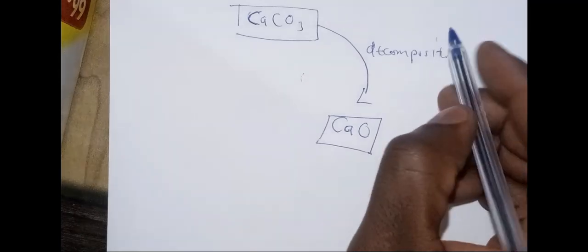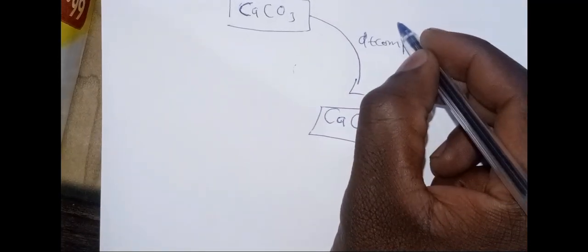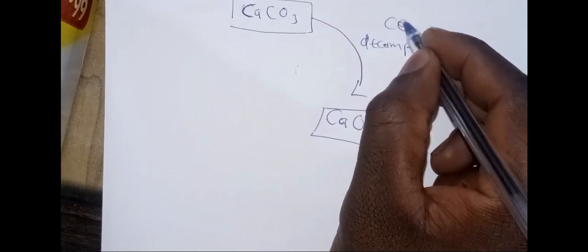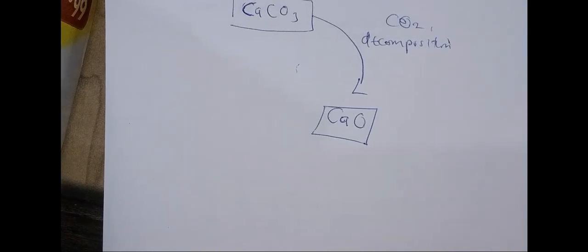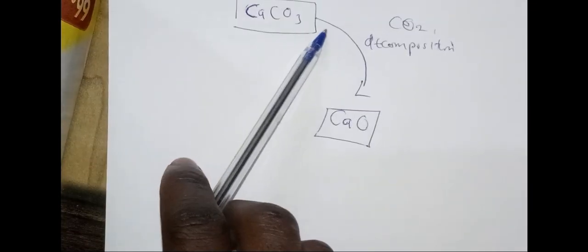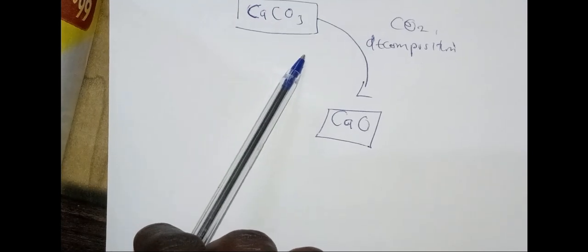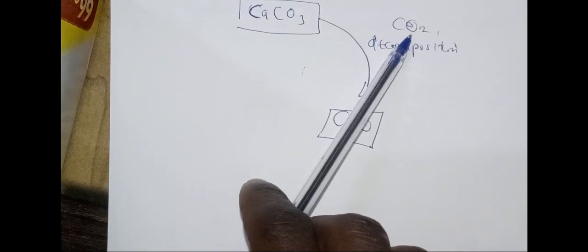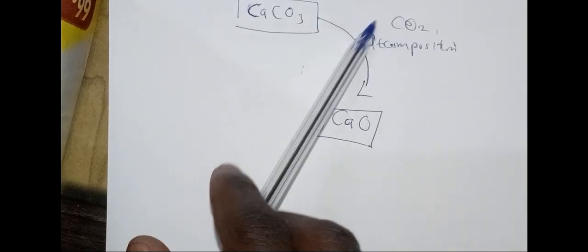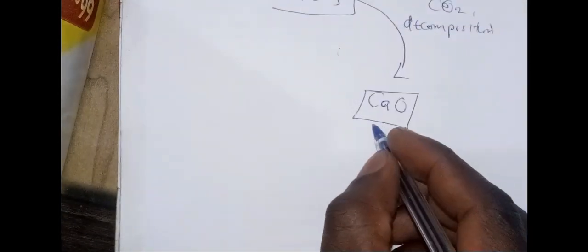The gas, carbon dioxide, which is CO2, will leave this reaction. So during the decomposition of calcium carbonate, a gas is produced, which is carbon dioxide. The gas leaves the reaction, so we only get calcium oxide there.